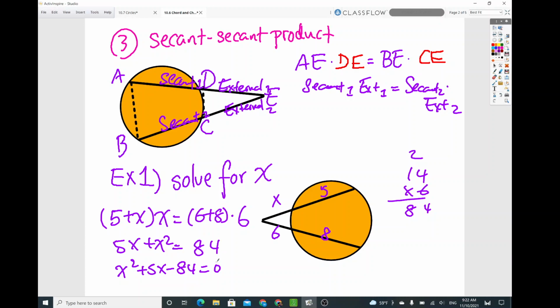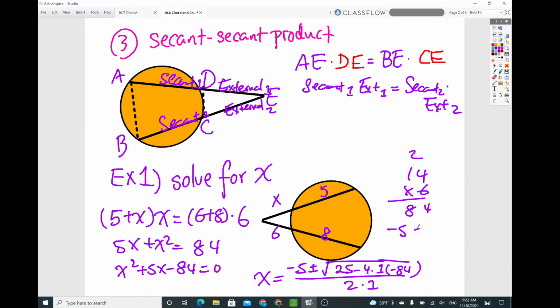It looks like this one is not factorable. We know that 14 times 6 is 84. If it's not factorable, you want to use the quadratic formula: negative 5 plus or minus the square root of 25 minus 4ac, so 4 times 1 times negative 84, all over 2a.